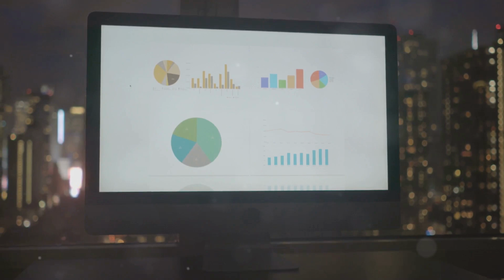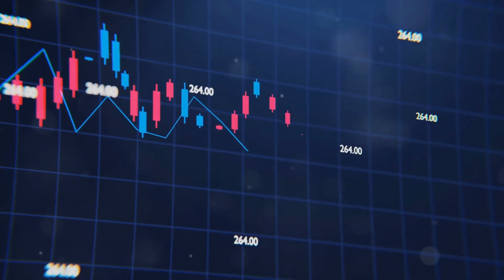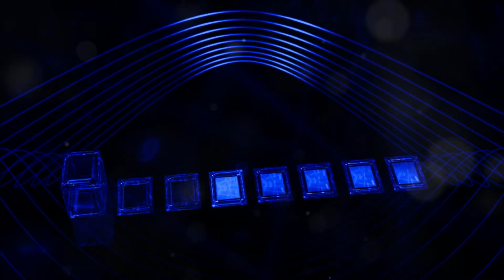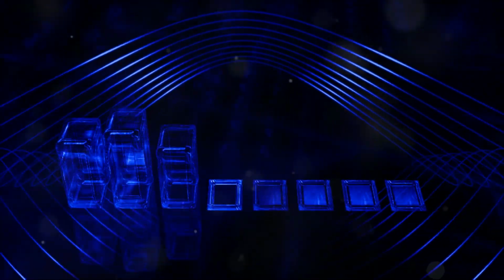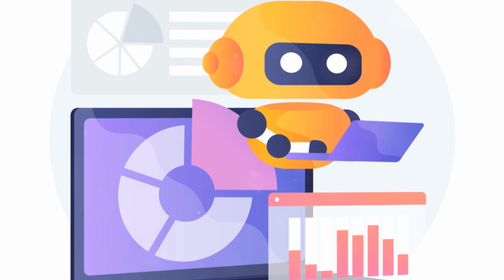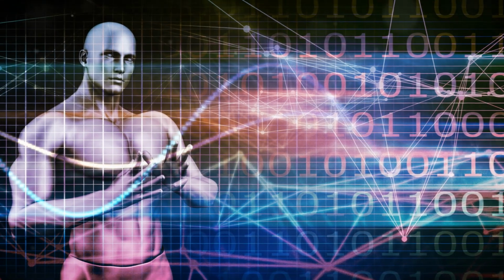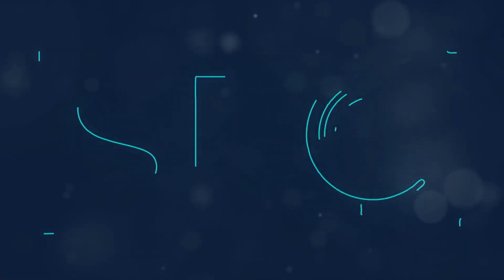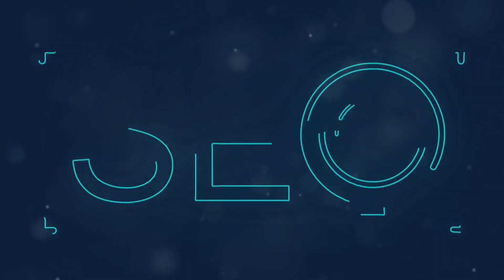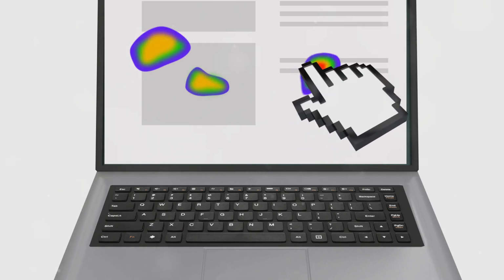Next, we're diving into the world of analytics with OTracker. Now, data is king in the marketing world, right? But sometimes, getting a real grasp on all those numbers can feel overwhelming. OTracker swoops in to simplify things with its intuitive dashboard and powerful AI algorithms. We're talking in-depth website traffic analysis, understanding user behavior, and tracking your marketing campaign performance with laser focus.